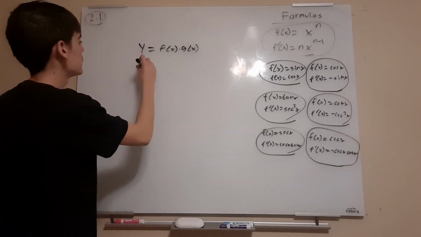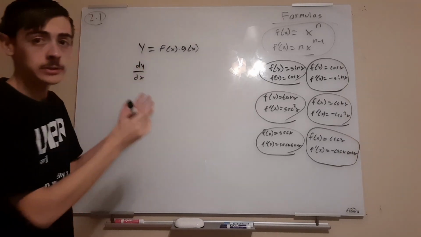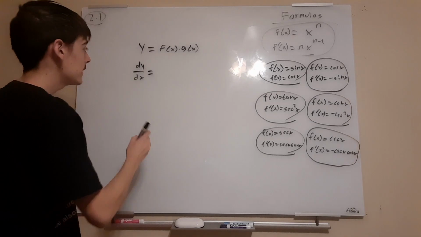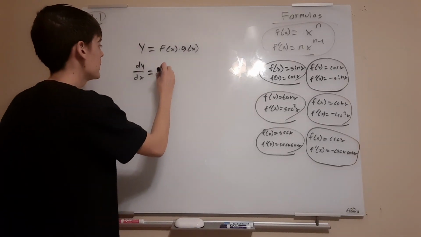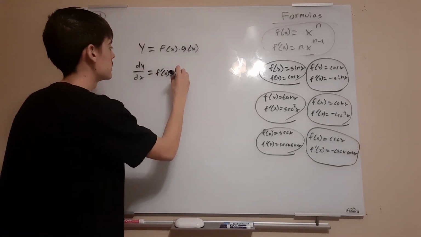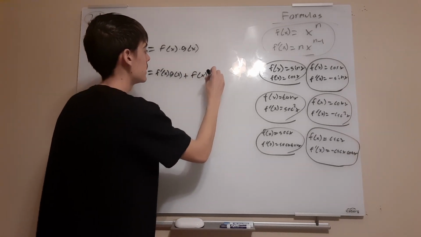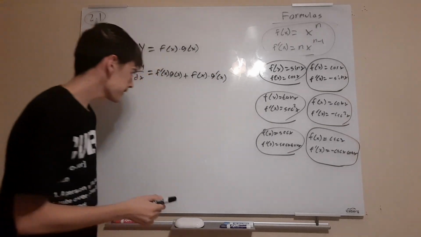So to take the derivative, it would be dy/dx. Remember, that's notation I showed you earlier. And if we wanted to derive f of x times g of x, it will be f prime of x times g of x plus f of x times g prime of x, my bad.